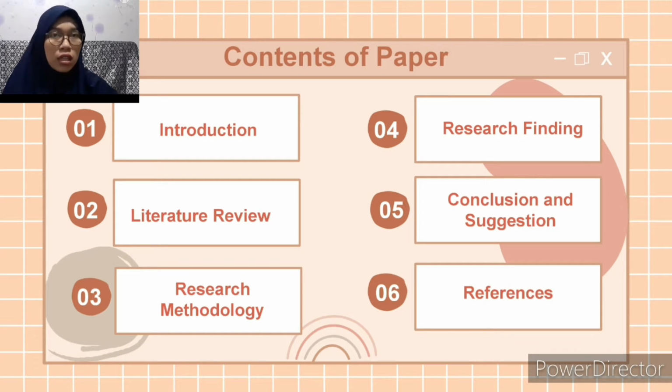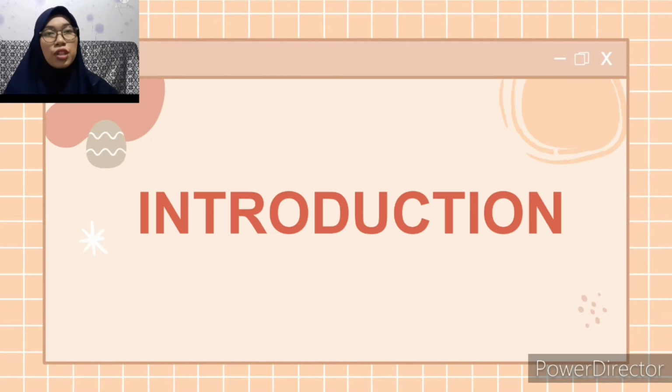Content of the paper. There are introduction, literature review, research methodology, research finding, conclusion and suggestion, and references. So the first one is introduction. The introduction consists of background of the problem, limitation and research formulation, research question, the advantage of the research, the objective of the research, and definition of term.